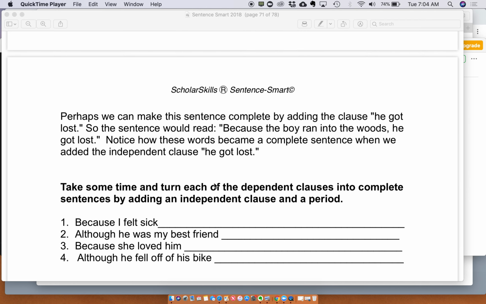Now perhaps we can make this sentence complete by adding the clause, he got lost. So the sentence would read, because the boy ran into the woods, he got lost. Notice how these words became a complete sentence when we added the independent clause, he got lost.